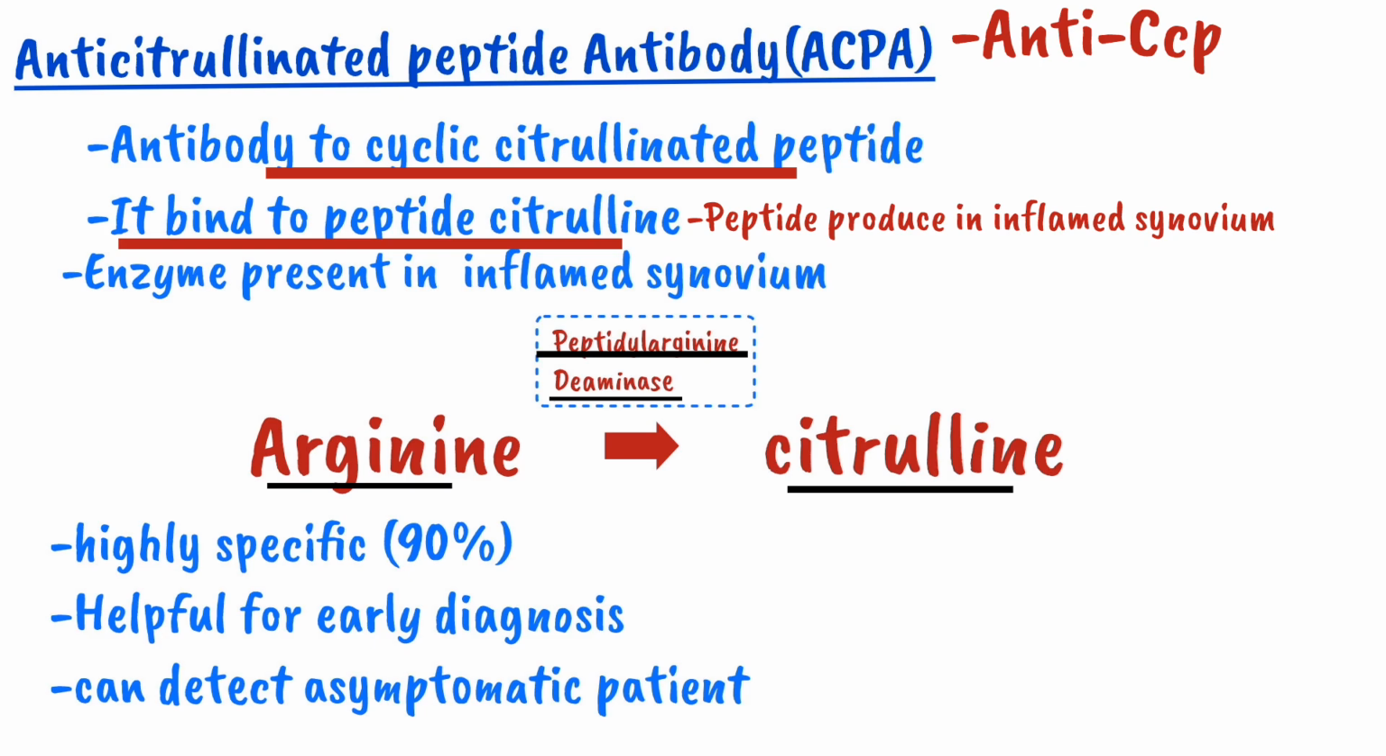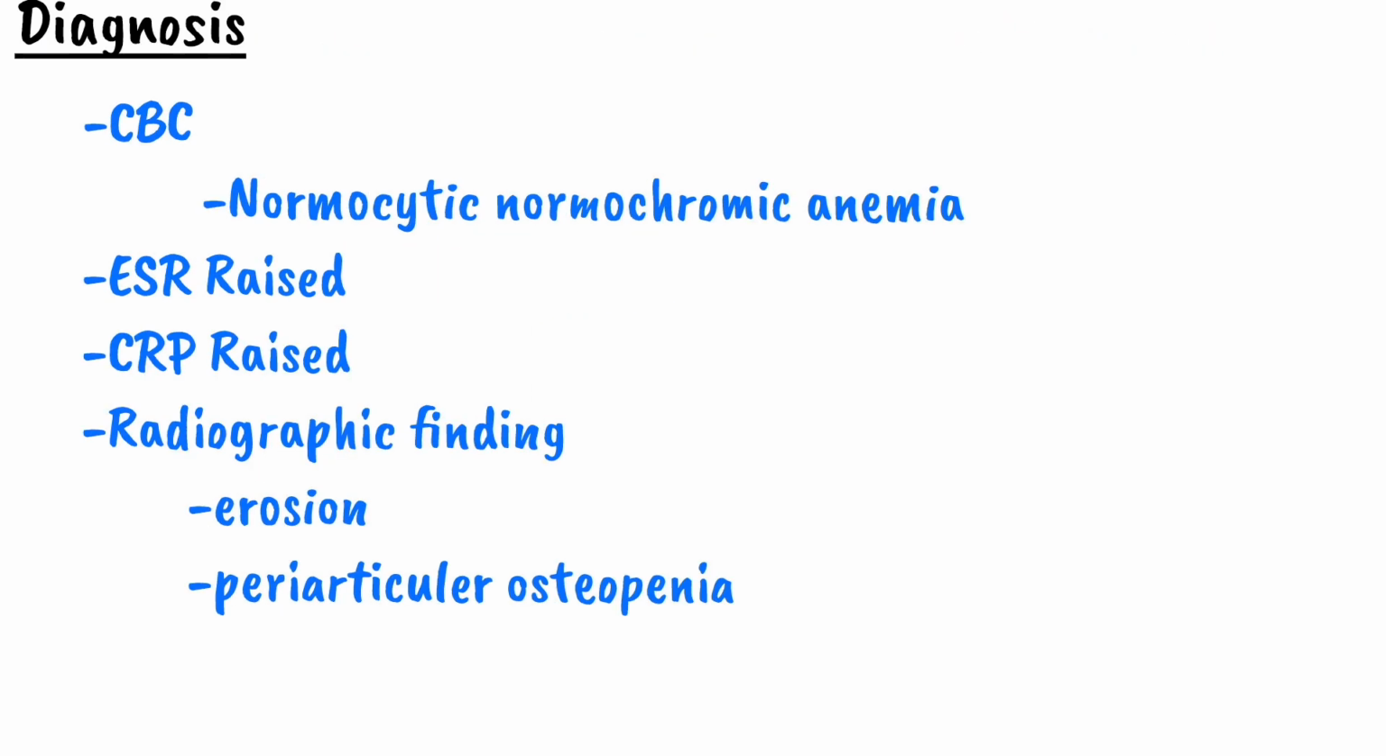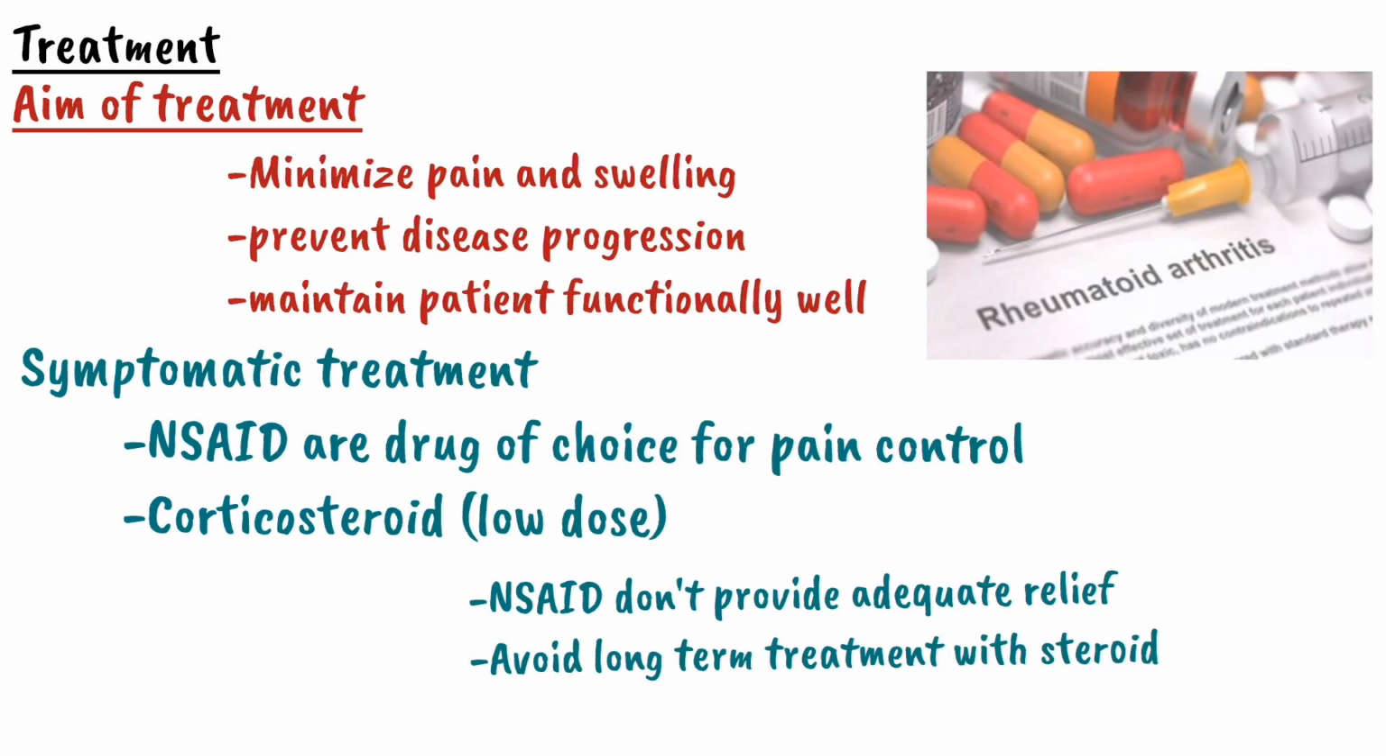This test is highly specific. Its specificity is about 90%. It is helpful for early diagnosis, and it can detect even an asymptomatic patient of rheumatoid arthritis. Other tests which can be performed in rheumatoid arthritis are the CBC. The CBC will show a normocytic, normochromic anemia. The ESR will be raised, the CRP will be raised, and there will be radiographic findings such as erosion and periarticular osteopenia.